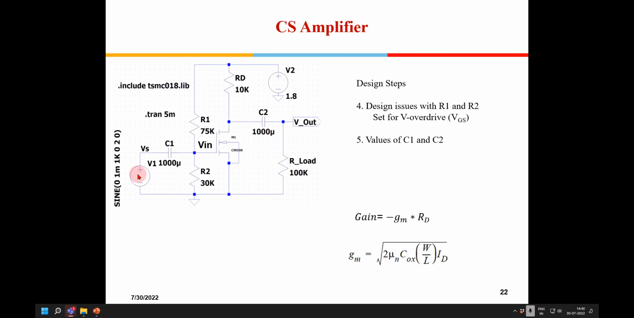Suppose I am giving a 1 kilohertz signal. So 1 decade lower. That means this will be R1 parallel to R2. When we talk about filter, because this is a small signal circuit, I will consider R1 parallel to R2. So that resistance which is coming plus this capacitance.